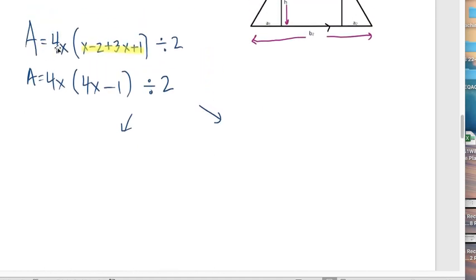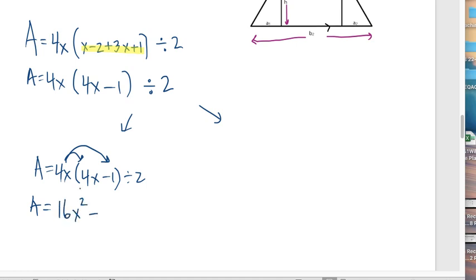Okay, so if you're using the FOIL method or the distributive property method, you're going to multiply that 4x in. Okay, you're going to multiply this here, multiply it there. So here we go. That's 16x squared minus 4x. Okay, multiply it to both of them. 4 times 4, 16, x times x, x squared. 4 times -1, -4, x times nothing, there it is. Okay, so then we did that, and then we're going to divide by 2.